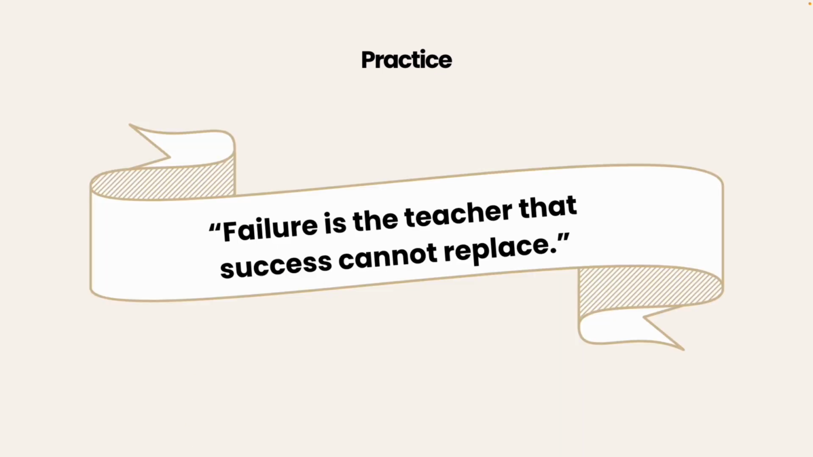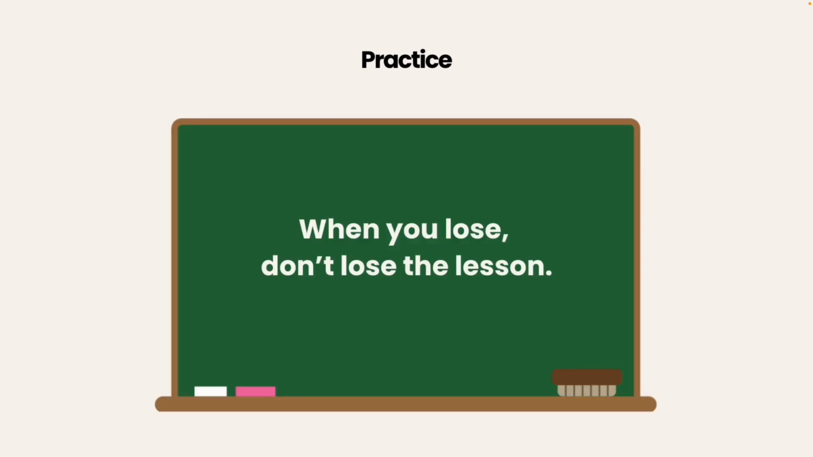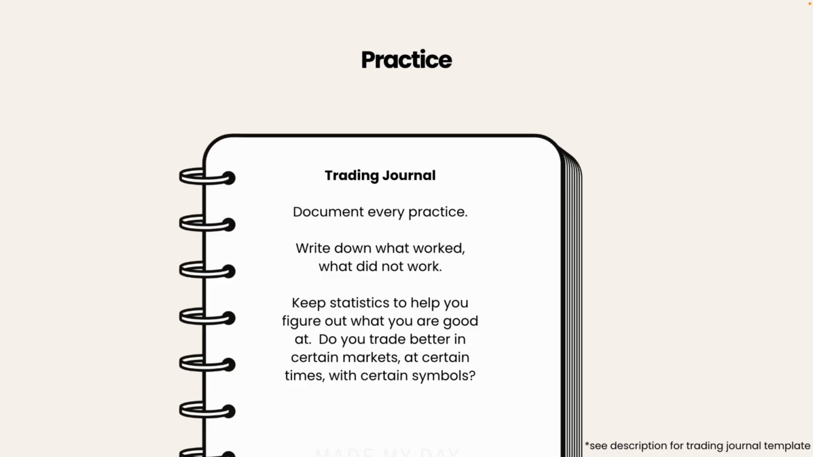A great quote about mistakes in the book is that failure is the teacher that success cannot replace. And I love this quote. And the book also tells us when you lose, don't lose the lesson. And so I think with mistakes, it is important that we use a trading journal, because if you make a mistake, but you don't actually think through it or remember anything about the mistake, then you kind of lose that lesson. But if you want to hold on to it, I think the best way is to journal.